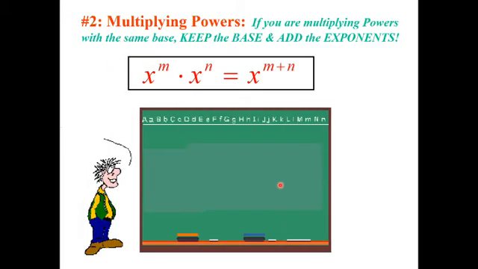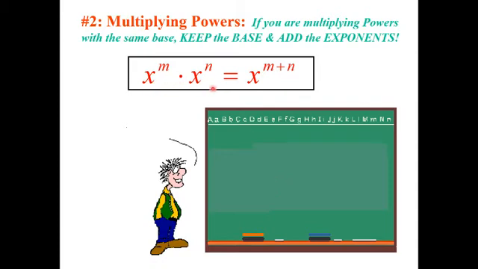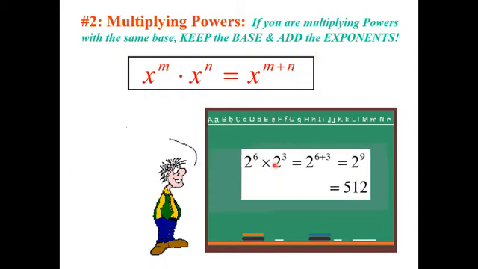Okay, so if I have x to the power of m times x to the power of n, this is equal to x to the power of m plus n. So if you're multiplying powers with the same base, you keep the base and add the exponents. This is an example here. If I have 2 to the power of 6 times 2 to the power of 3, this will be 2 to the power of 6 plus 3, which is equal to 2 to the power of 9, which is equal to 512. So if we have the same base, you keep the base and you add the exponents.